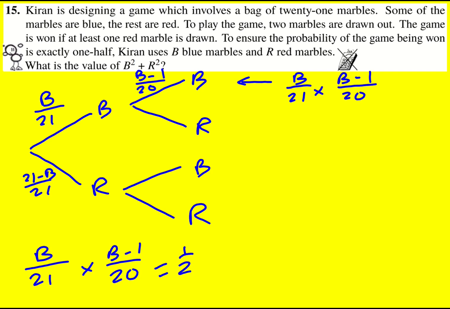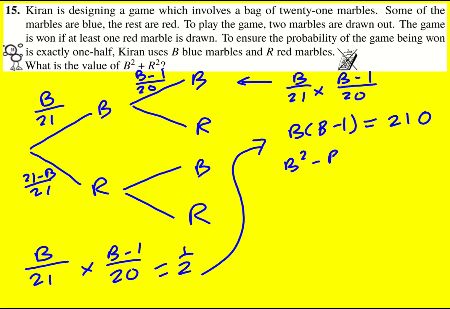Okay, so now I'm going to multiply this out. I'm going to bring it up here for a bit more room. I'm going to have B times B minus 1 is equal to, times through by 20 to give 10, and 10 times 21 is going to give me 210. So B squared minus B, we're getting a quadratic here, minus 210 is equal to 0.